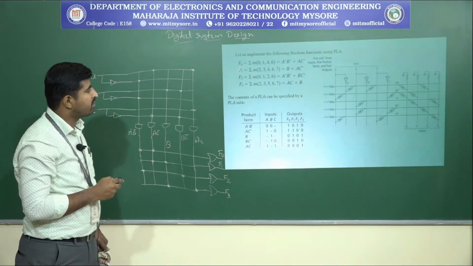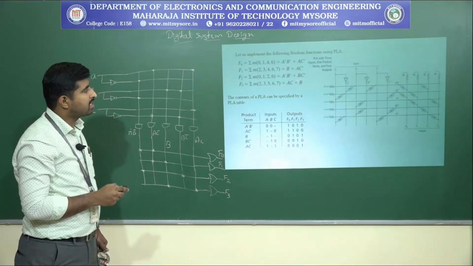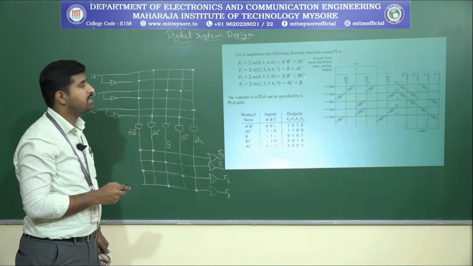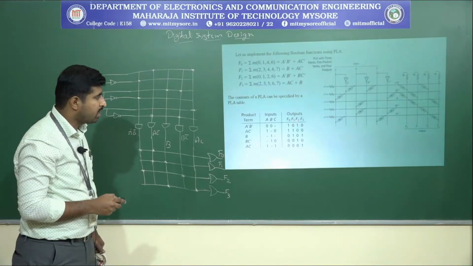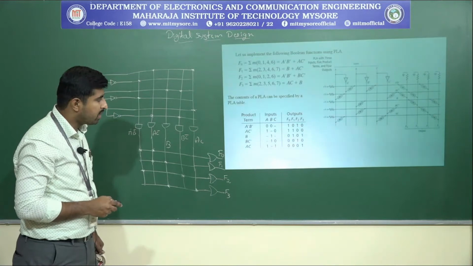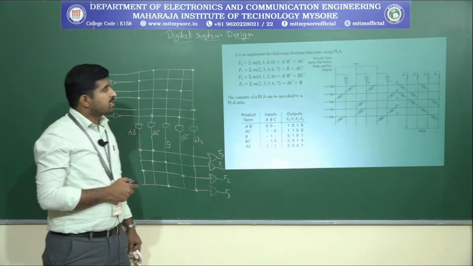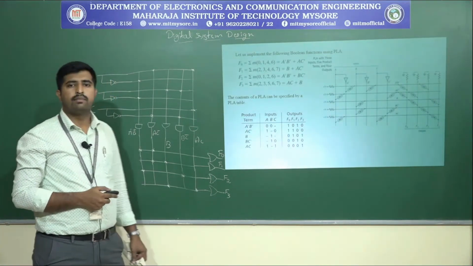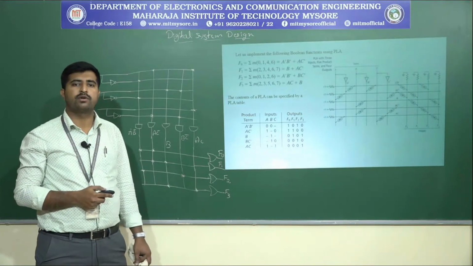Similarly, for the function f2, A bar B plus B C bar is there. So that means corresponding to A bar B, then B C bar we have 1 1, and the remaining will be 0 0. So this is one more example corresponding to the PLA.